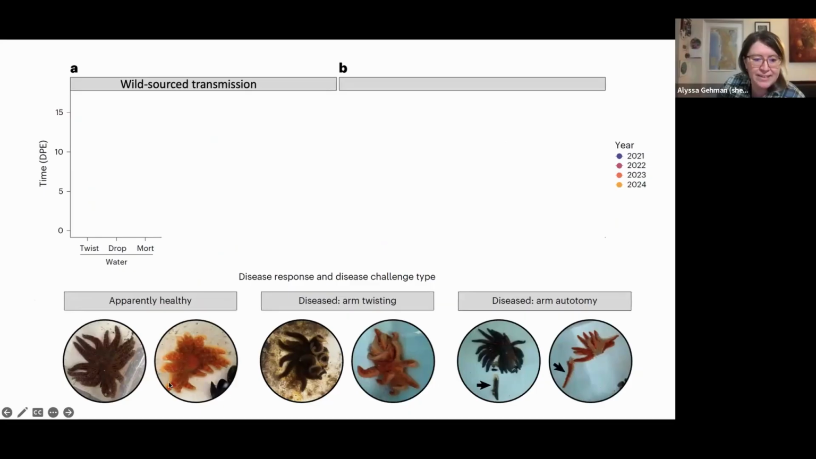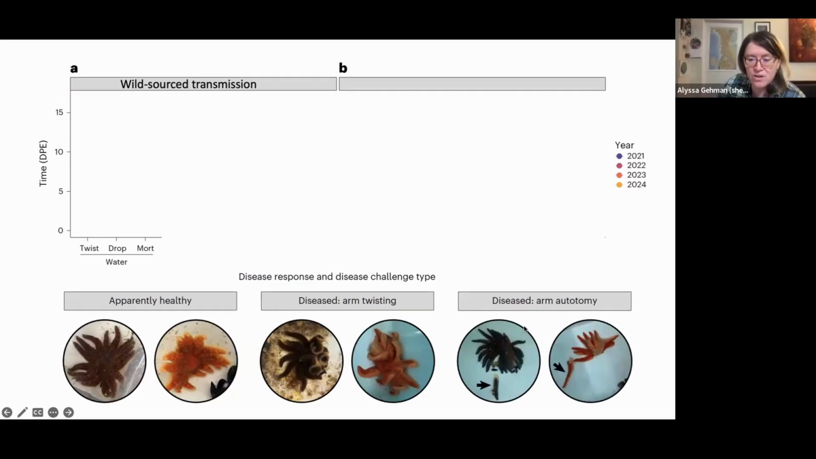We have down here apparently healthy, which is just basically with your eyes, does it look okay? And these 2 sea stars that we have pictures of, those look like happy sunflower stars. Then we have diseased with arm twisting. And so you can see this one here has a bunch of arms twisted, and this one has a bunch of arms twisted here. And then the next stage is disease arm autotomy.